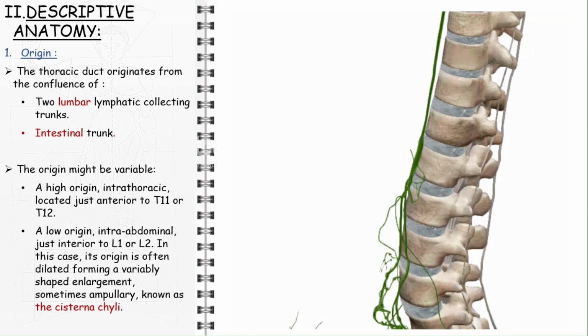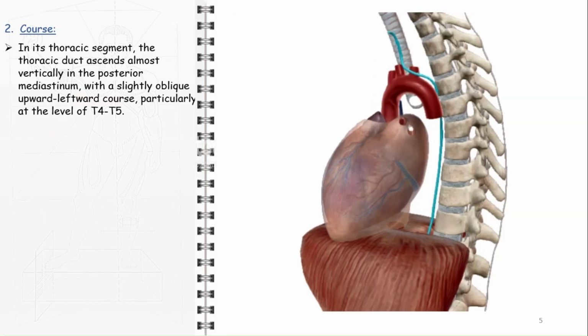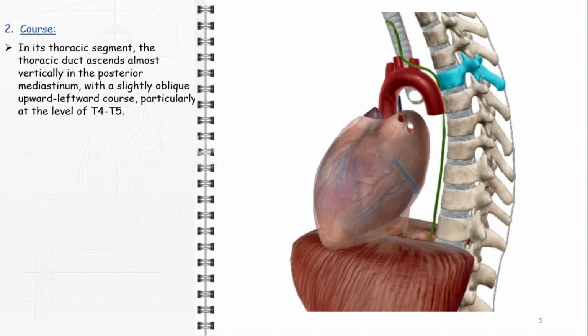In this case, its origin is often dilated, forming a variably shaped enlargement, sometimes ampullary, known as the cisterna chyli. In its thoracic segment, the thoracic duct ascends almost vertically in the posterior mediastinum, with a slightly oblique upward leftward course, particularly at the level of T4 and T5.